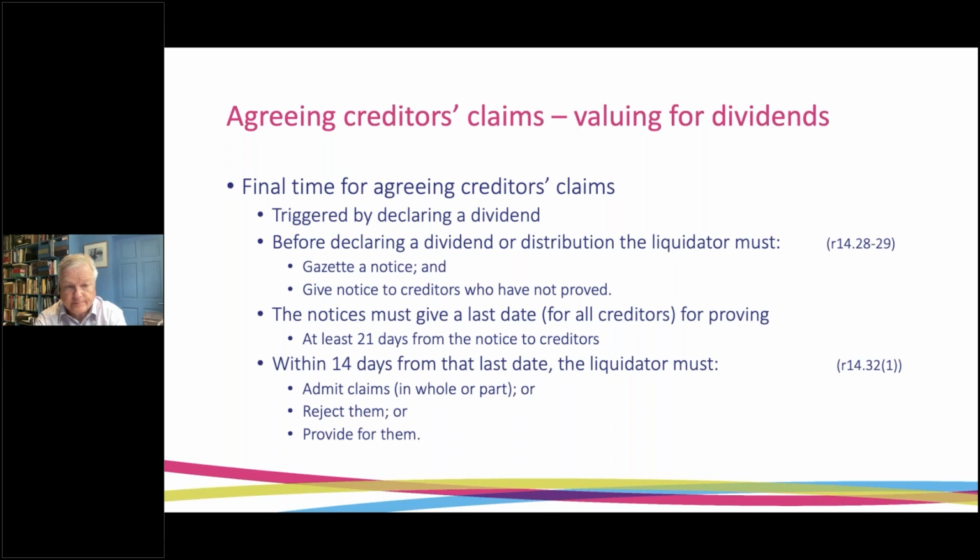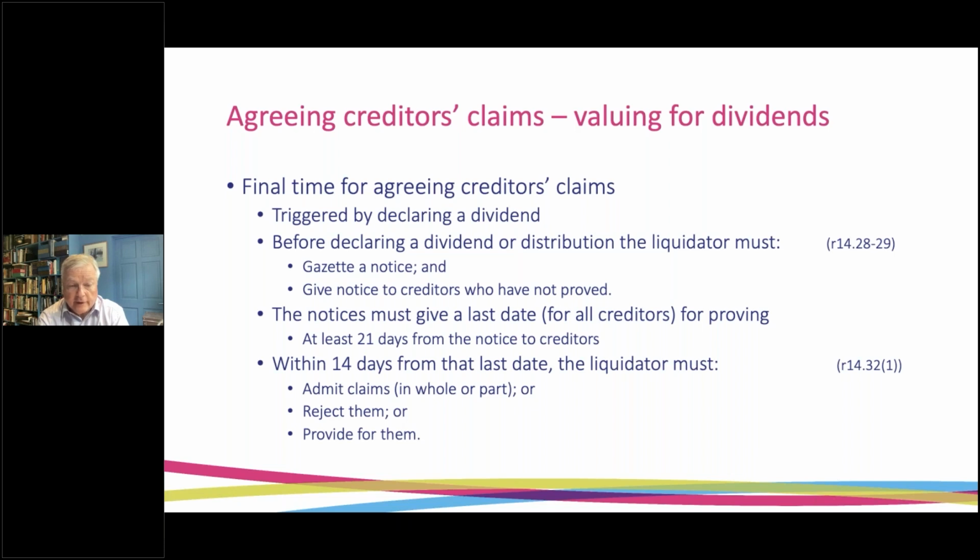So when you're going to declare a dividend, you have to gazette a notice, and if there are any creditors who have then not proved, you have to give notice to them. The notices that you issue at that time have to set an ultimatum, a last date for creditors to let you have their proof of debt, and you've got to give them at least 21 days for doing that.